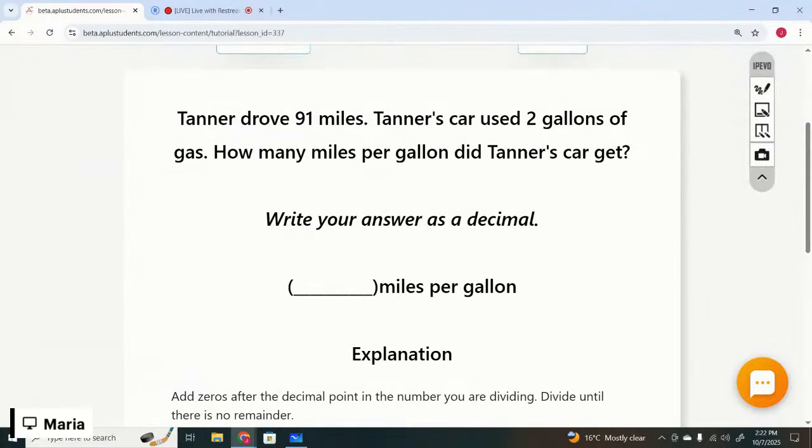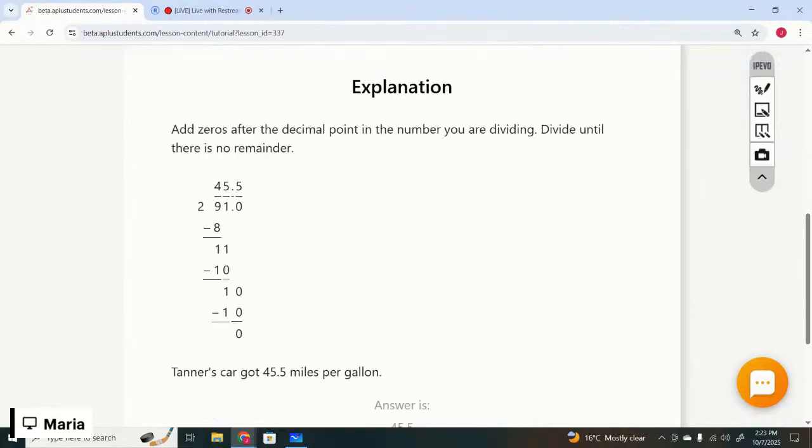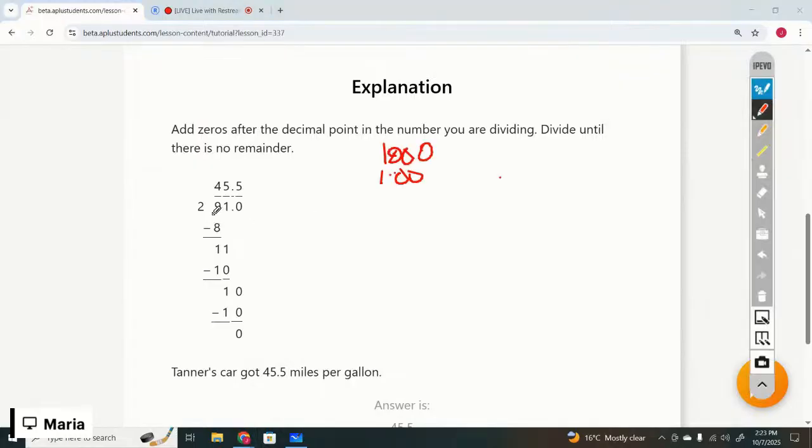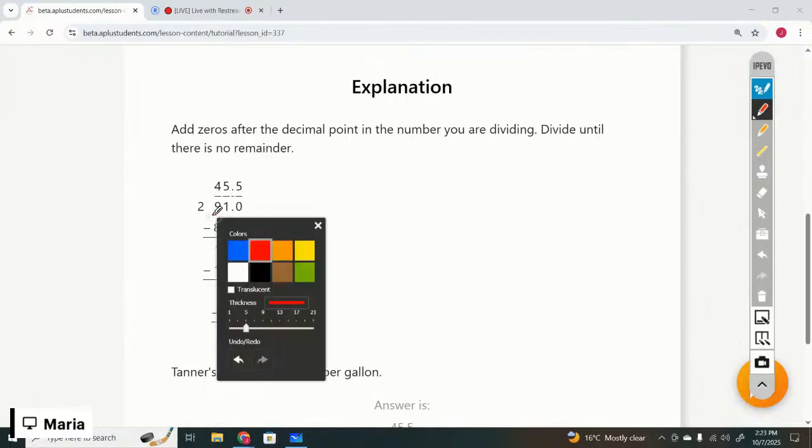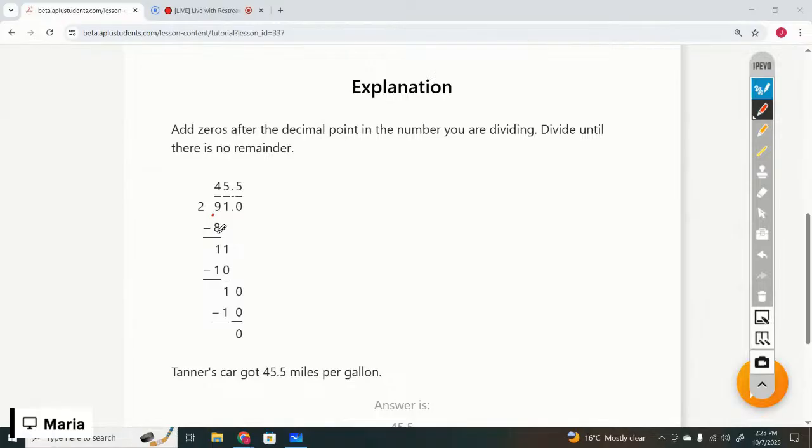Tanir's car used 21 miles... 2 gallons of gas. How many miles per gallon did Tanir's car get? You need to divide 91 by 2. Long division method. Start with the first digit, that is 9. You need to count a table of 2 until 9. So 2 times 4 is 8. Now 9 take away 8 is 1. Bring the next one down, that makes 11 over here.